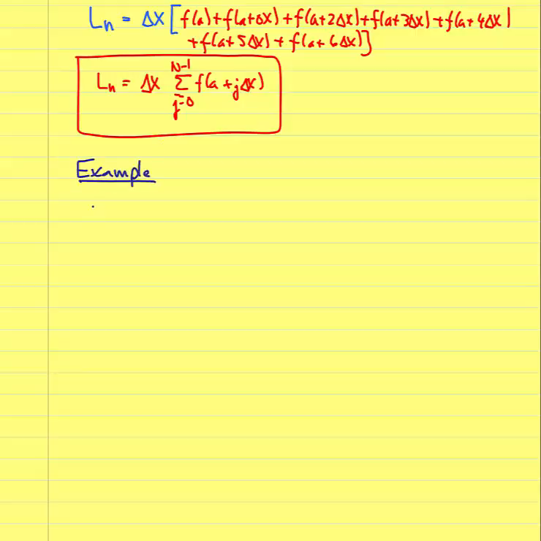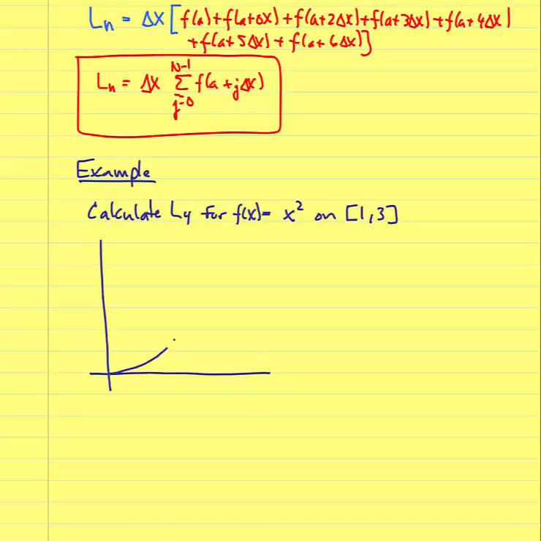So for this example, let's go ahead and calculate L4, so this means left endpoint, for my function f of x equals x squared on 1 to 3. Now we already graphed this once on our calculators, but you could go back and do it again if you'd like. So let's go ahead and sketch in that graph. I'm going to make this pretty steep. So this is 1 to 3.